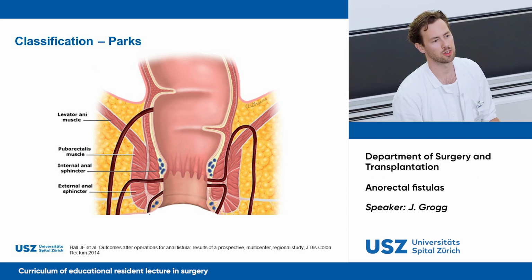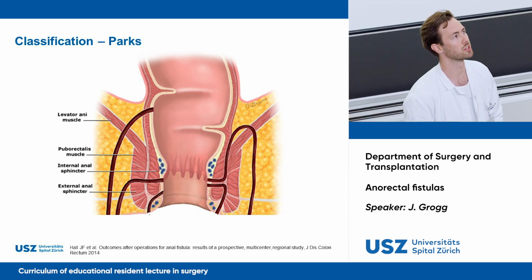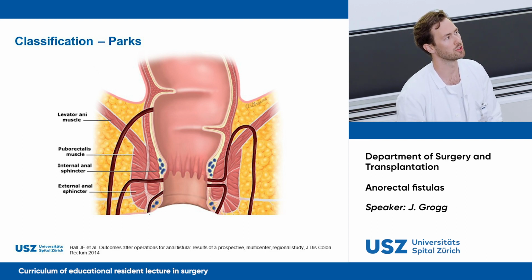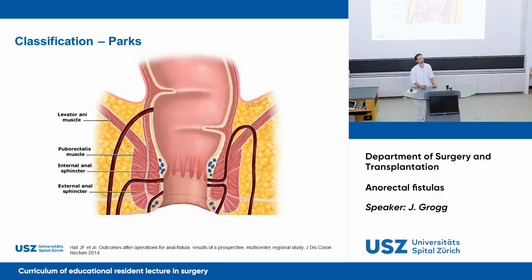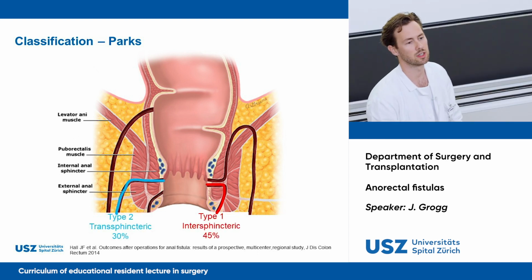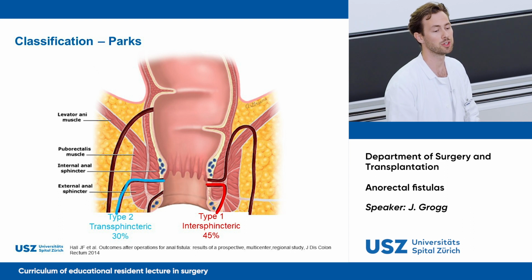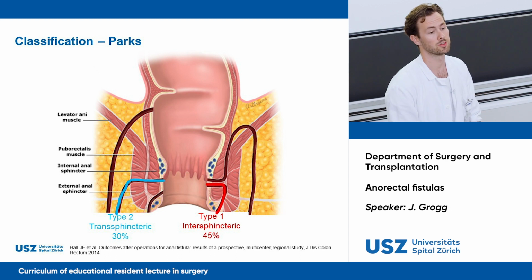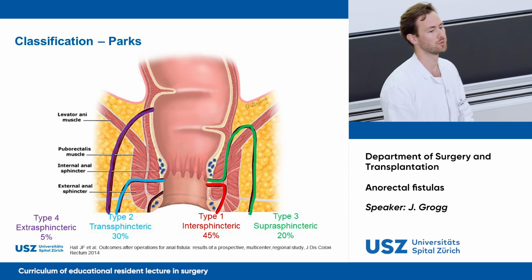Maybe another question for the audience, probably now for the surgical residents. Do you know any types of fistula classifications? Inter and trans, or extra and super sphincter. Perfect, very good. So, as you said, with the Parks classification being the most famous one, the most frequent is the type 1 intersphincteric fistula. There's the transsphincteric fistula, also the suprasphincteric fistula and the extrasphincteric fistula.